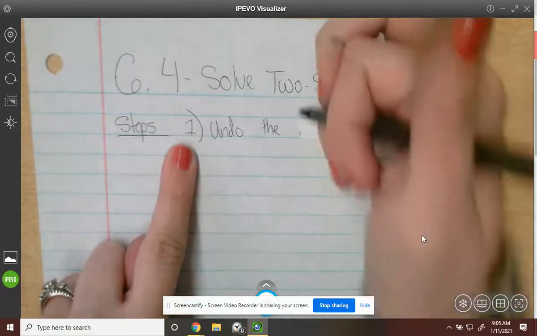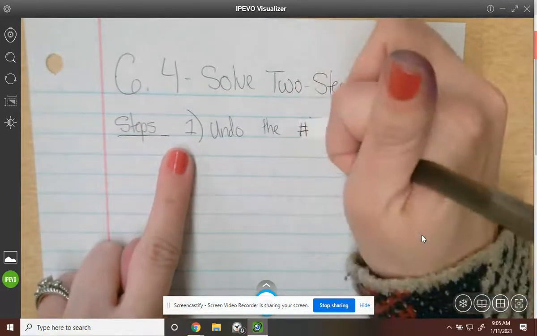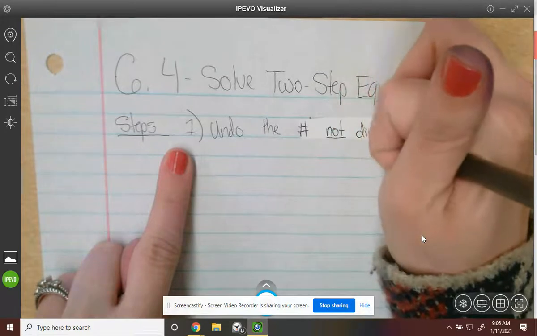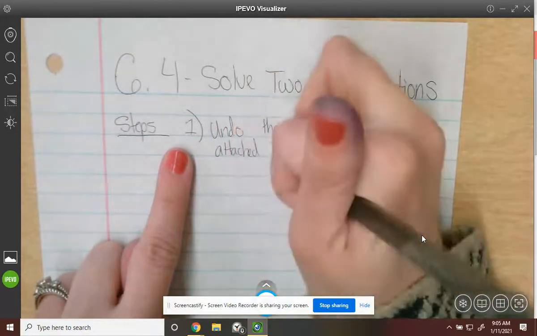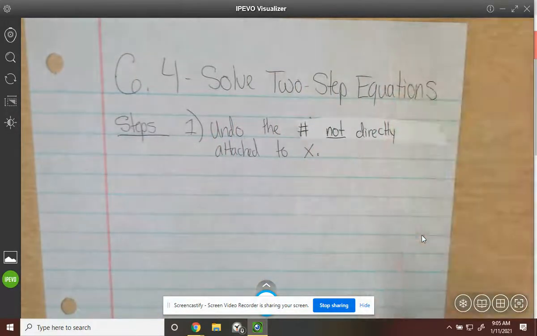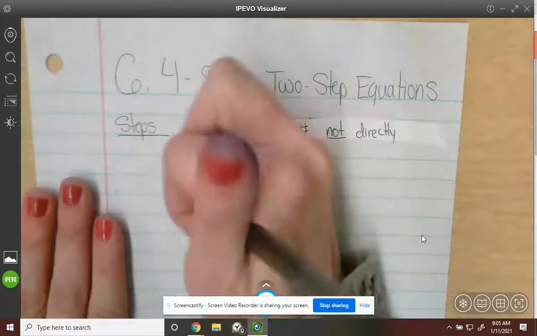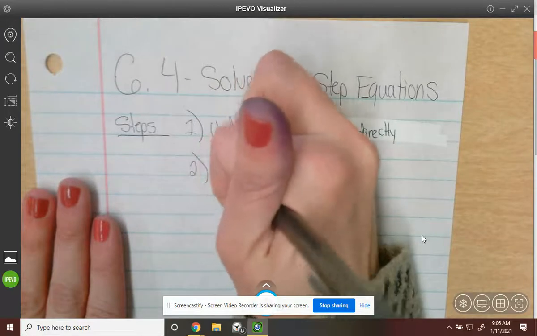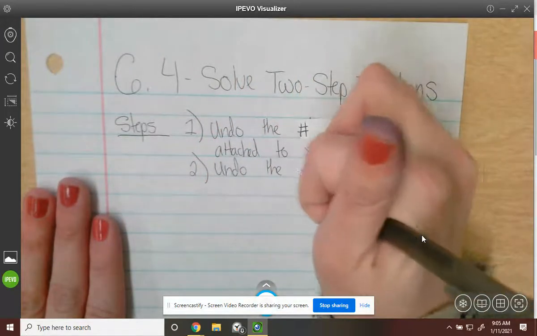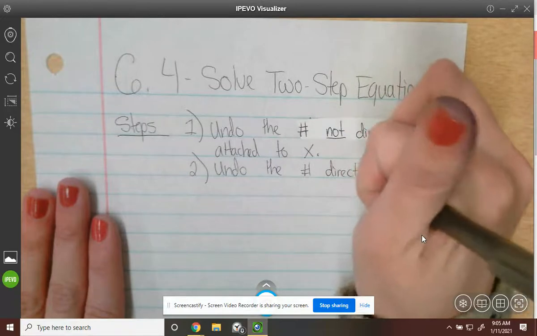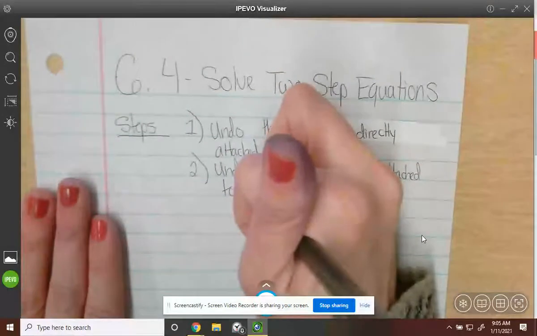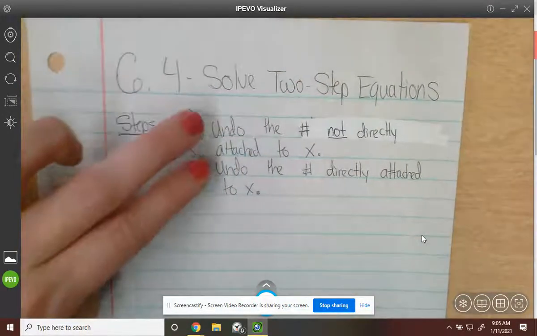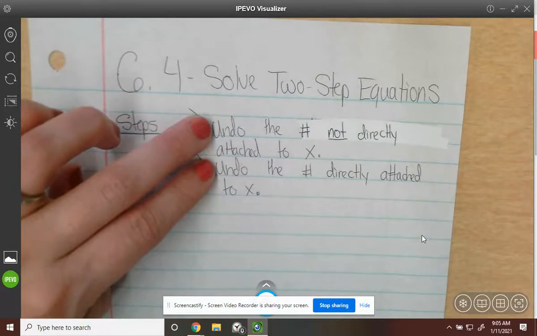Step one is to undo the number not directly attached to x. Okay, and we'll talk about what that means, but there's a number that's not directly attached to x, and we're going to undo that one first. And then the second thing is to undo the number directly attached to x. And then you're done. You've solved the equation. So by undo, remember I do the opposite of how it's attached.